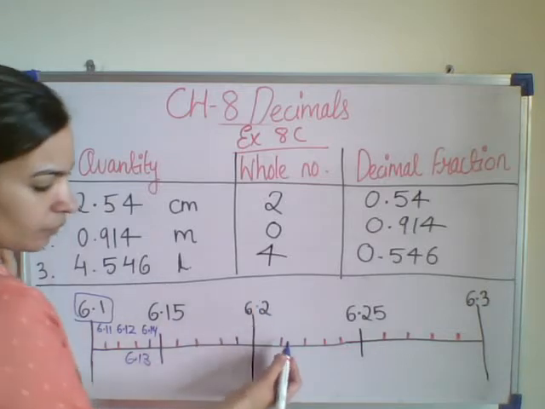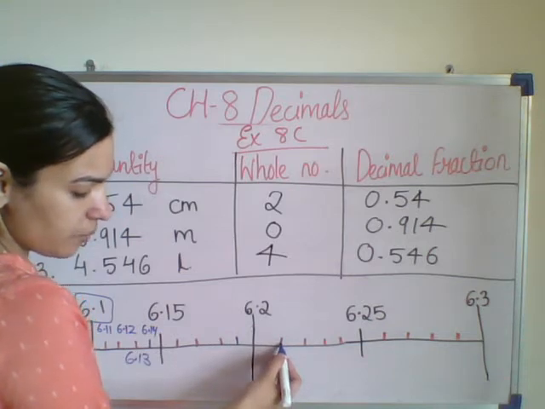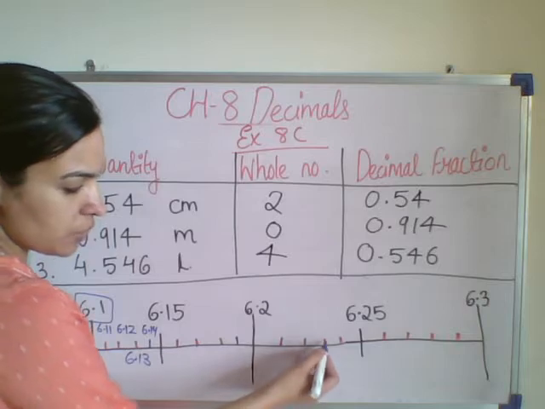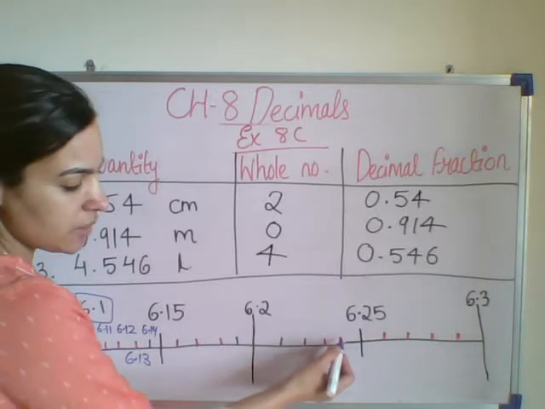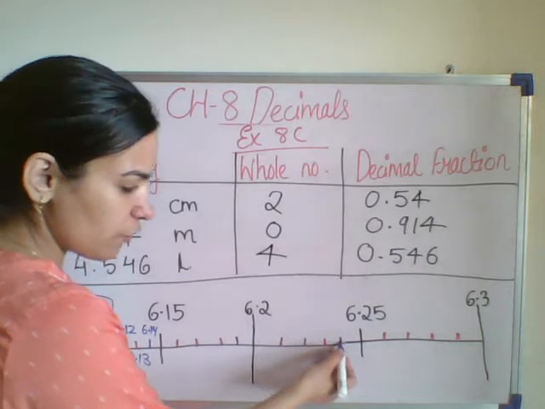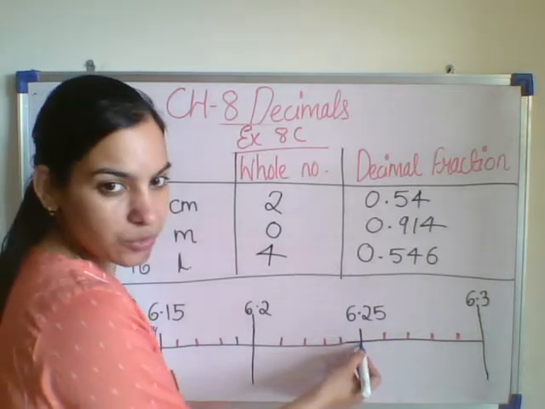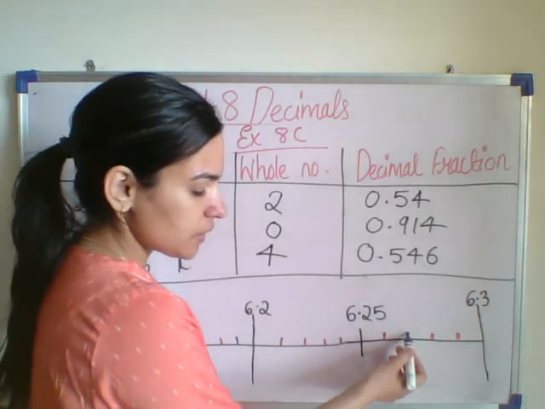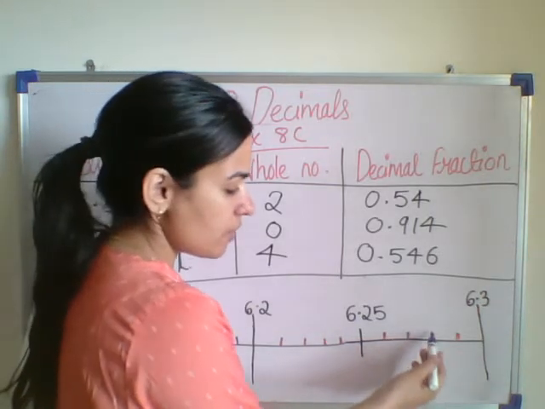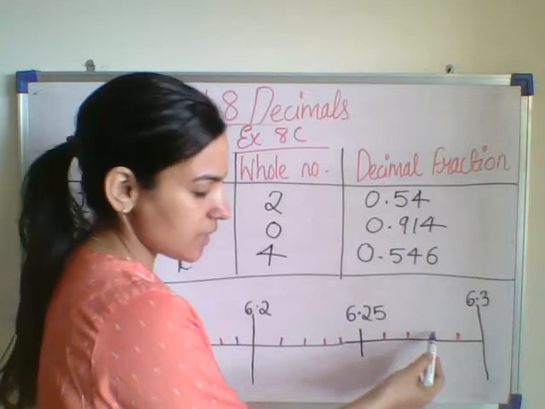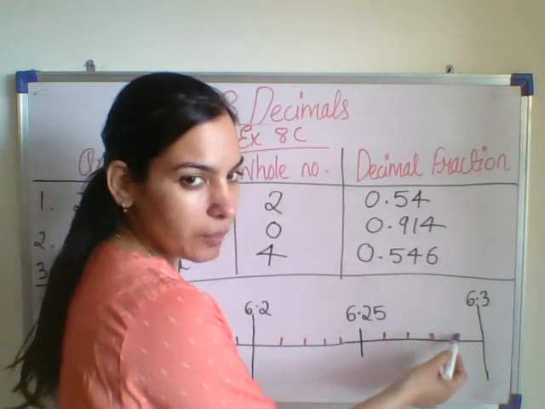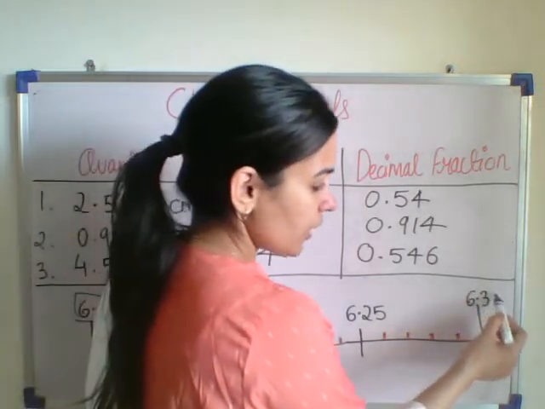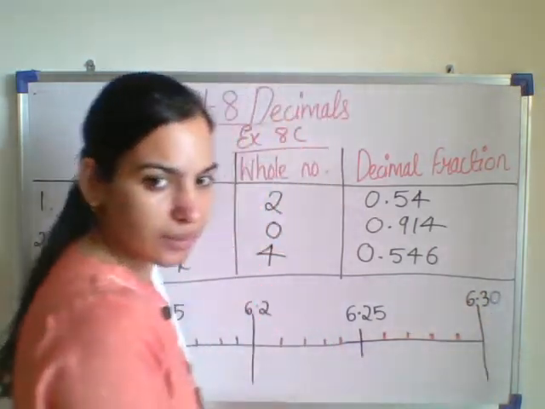6.2, then 6.21, 6.22, 6.23, 6.24, 6.25, 6.26, 6.27, 6.28, 6.29 and 6.3, or we can also say it as 6.30 also.